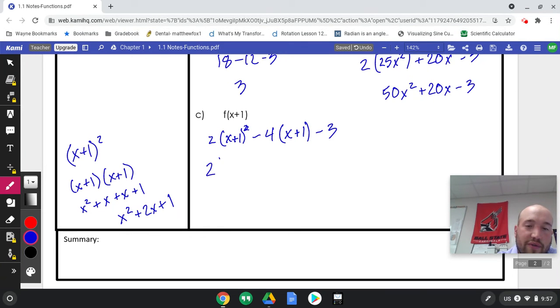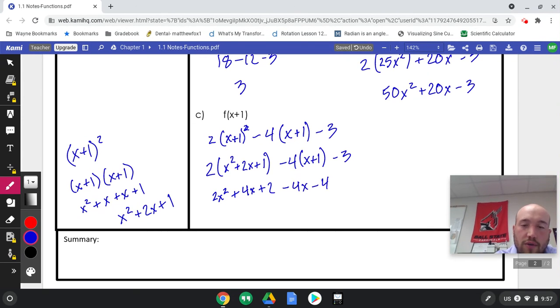Now we have that 2 out front, and then I'm going to rewrite this. And then we have the negative 4 still. So we distribute all this. 2x squared plus 4x plus 2 minus 4x minus 4 minus 3. Combine like terms, 2x squared. 4x and the negative 4x cancel, but then 2 minus 4, negative 2, minus 3, negative 5.